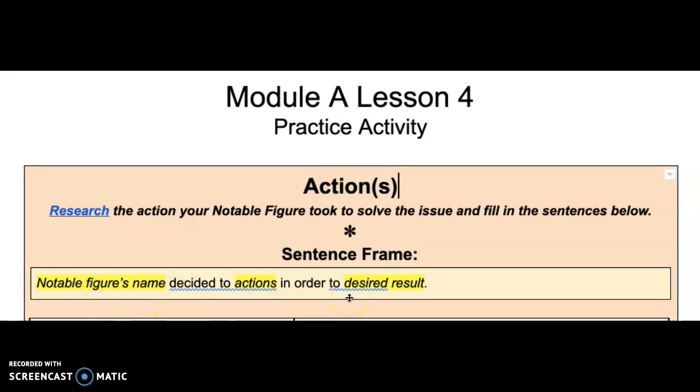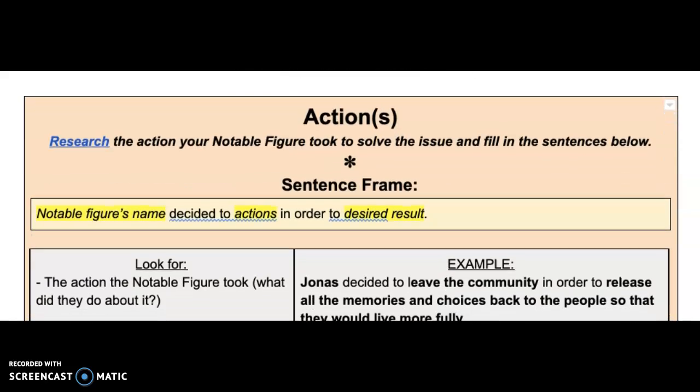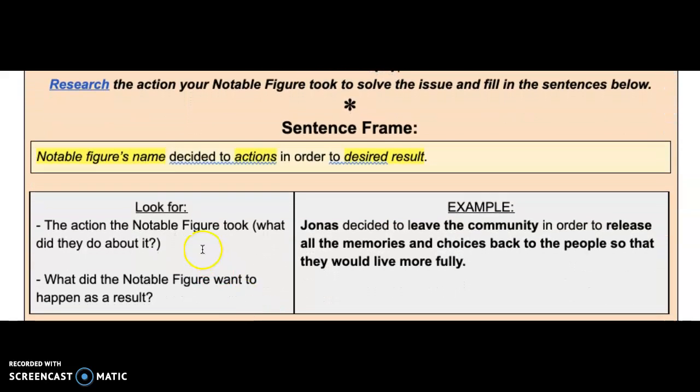Right now, though, we're only going to use this sentence frame to look at what Nellie Bly did. The notable figure's name, and then the action or actions, and in order to get what result. So let's remember, you're looking for the action the notable figure took, what did they do about it, and what did the notable figure want to happen as a result. Here's an example using The Giver. Jonas decided to leave the community in order to release all the memories and choices back to the people so that they would live more fully.